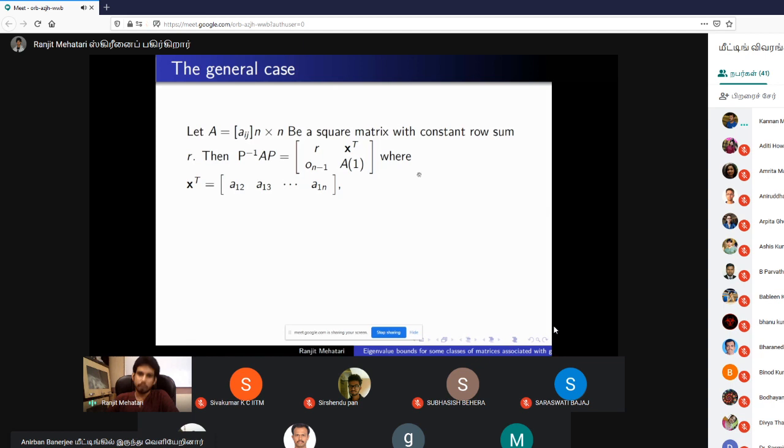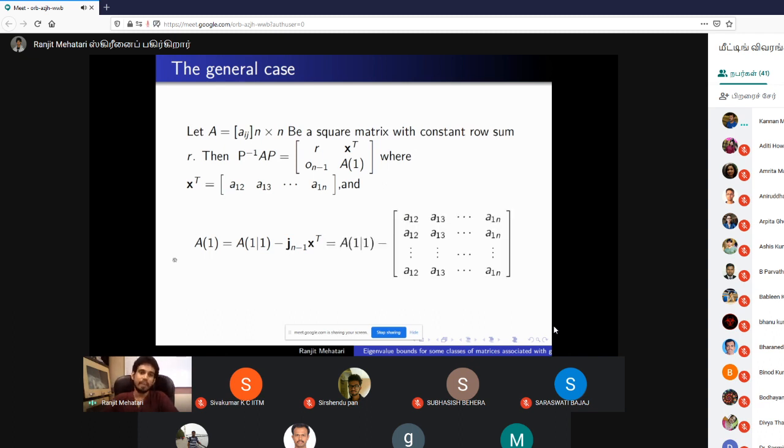Here, the vector x transpose is the vector obtained from the first row of A after deleting the first element. And the matrix A1 is the matrix we obtain from the principal submatrix, by deleting the first row and first column, minus J n minus 1 into x transpose, where J n minus 1 is the n minus 1 component vector with all entries equal to 1.